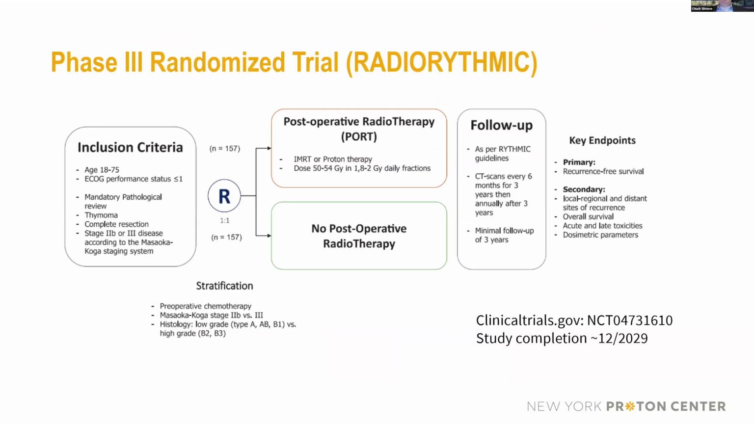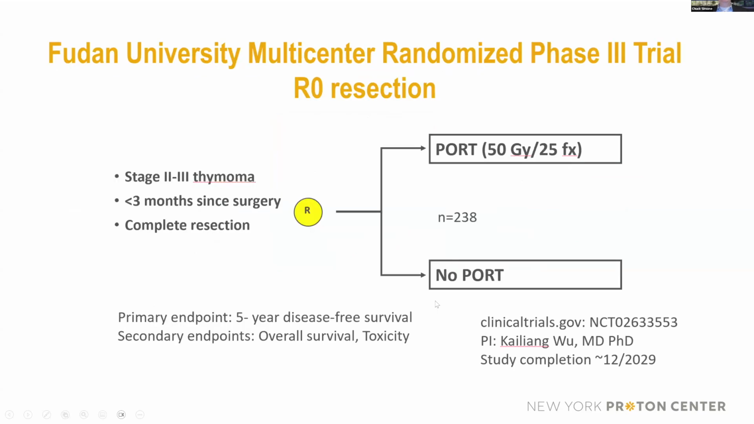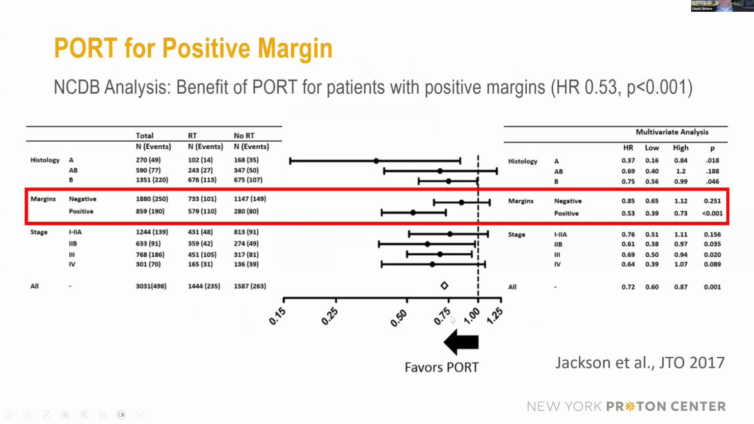We certainly would like randomized data, and there are a couple of trials ongoing getting to what's emerging in the field. In the UK, the Radier Thymic trial, this is still relatively early in accrual. It's expected to complete accrual at the end of 2029. It's randomizing IMRT or protons versus no post-op radiation. And then similarly in China, the Fudan trial, same time frame, will finish it roughly at the end of 2029. This is also looking at the 2s and 3s, having surgery randomized to PORT or no PORT. Now, all of those for patients with complete resections.